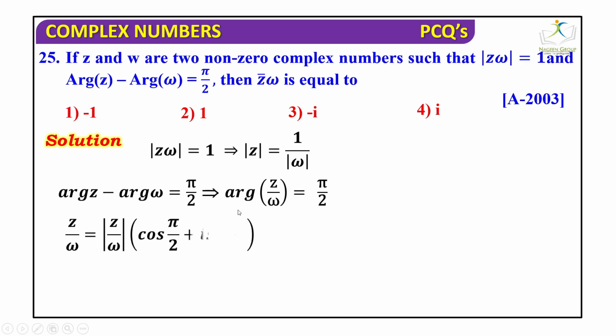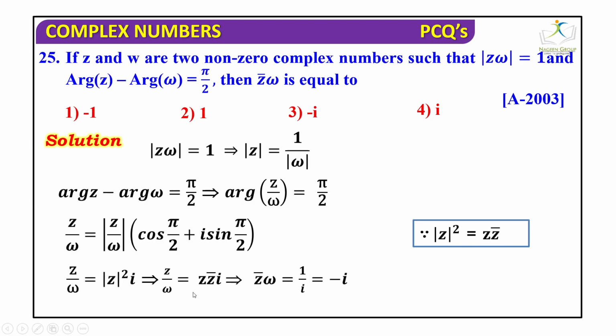From here z by w equals modulus of z by w, cos of pi by 2 plus iota sin of pi by 2, right? Now from this we say modulus of z square होता है z into z bar, right? So from here we say it equals modulus of z square into iota, which is equal to z into z bar into iota, which equals z bar into omega equal to 1 by iota, which equals minus iota. So the answer is minus iota.